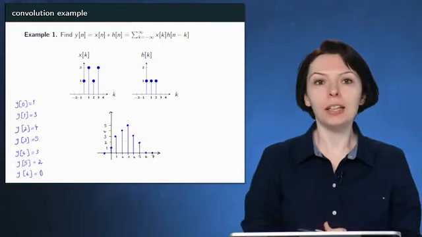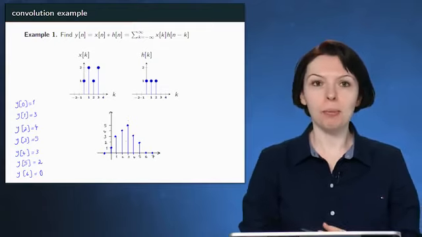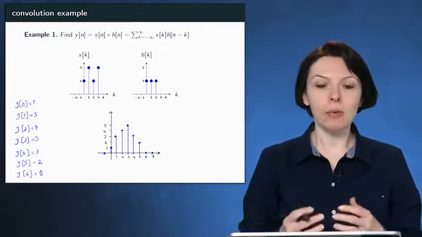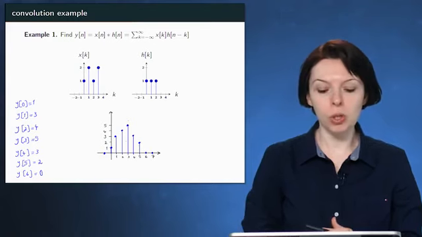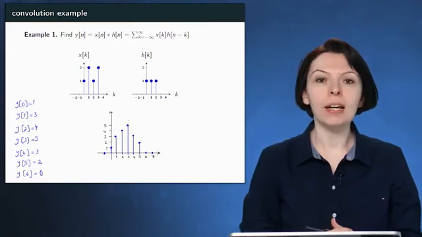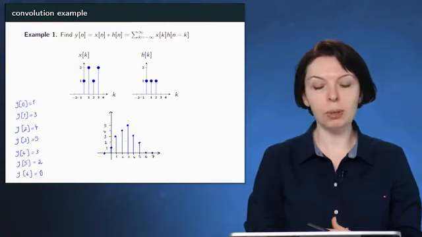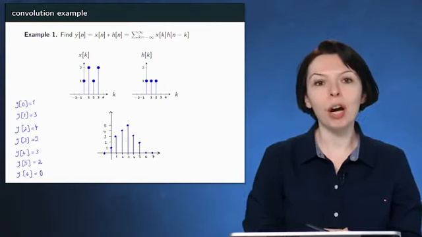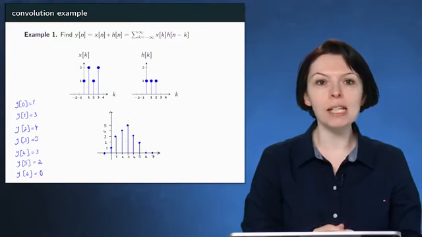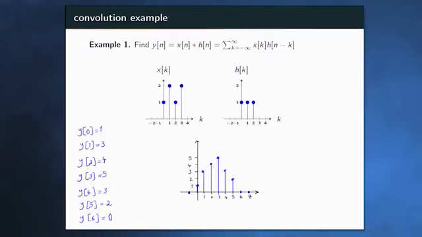You can continue calculating the values of the samples of y of n the same way that we did for n equal to 0, 1, 2, and 3. If you do that, you're going to end up with y of 4 equal to 3, y of 5 equal to 2, and y of 6 equal to 0. So I also plotted the graph of y of n. This is y of n as a function of n for different values of n, and I plotted it with the stem function. All right.